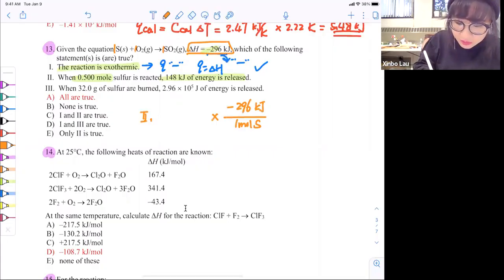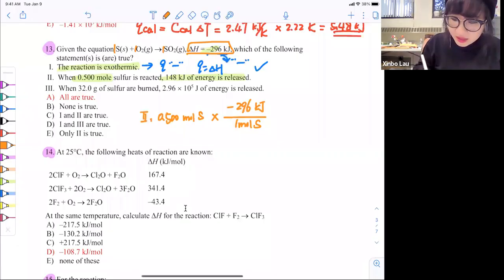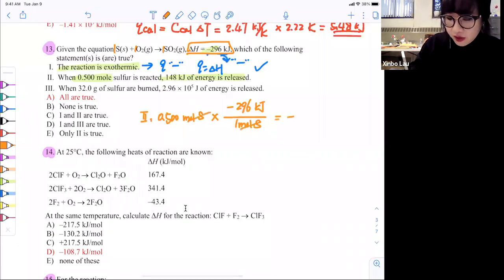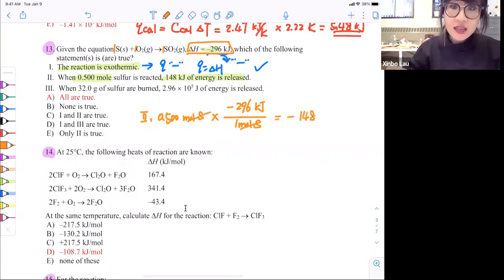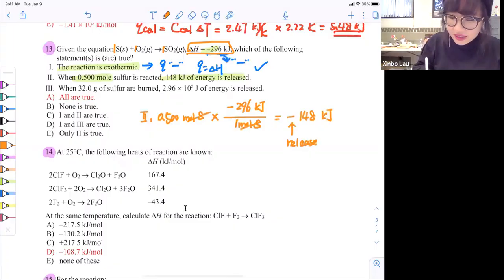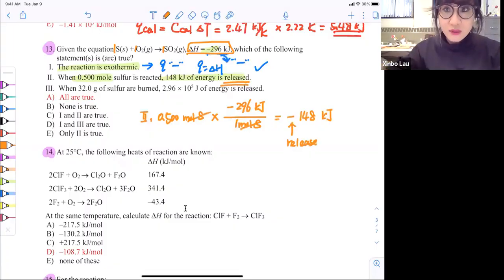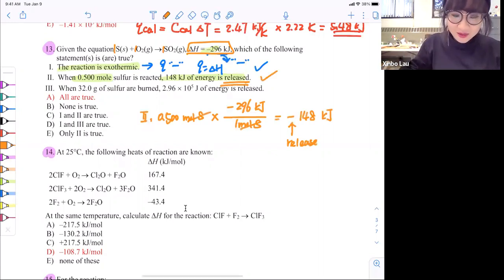Now we know I have 0.5 moles of sulfur. So we set this up. For 0.5 mole, I'll release 148 kilojoules. But again, the sign is just telling us releasing. We use words to describe it, and that represents the sign. So the second one is also true.